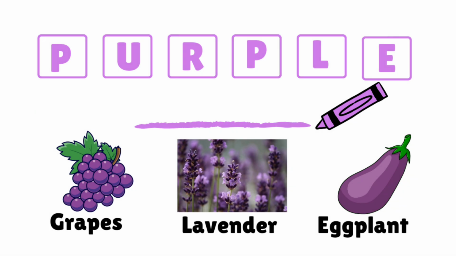The next color is purple. Purple. Let's spell it. P, U, R, P, L, E. Purple. Things that are purple include grapes, lavender, and eggplant. Purple.